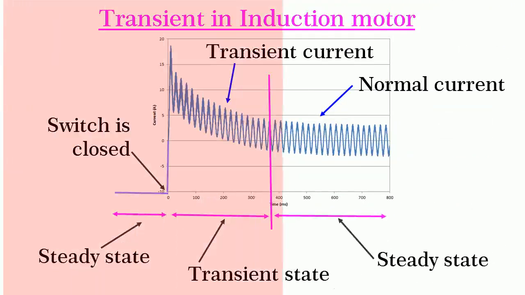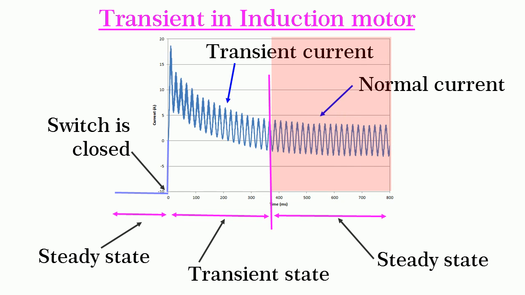Next, consider the transient in induction motor starting. Here also, you see that the starting current increases enormously and takes some time to reach normal state as seen. Observe that during transient state, current changes are non-periodic. But during steady state, the current varies periodically.